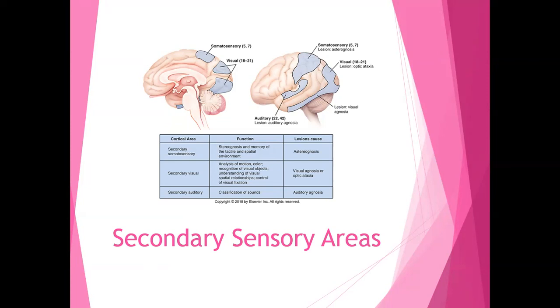So visual agnosia is you can see something, but you don't know what it is. Like, that's a thing, I don't know what it is. So you can see it. You have the ability to perceive it, but you can't click it together with memories of what it is.